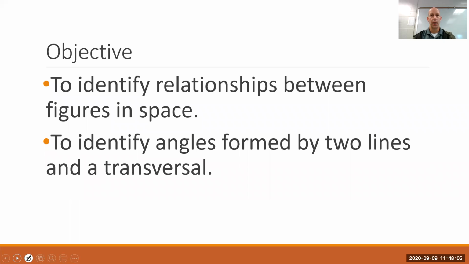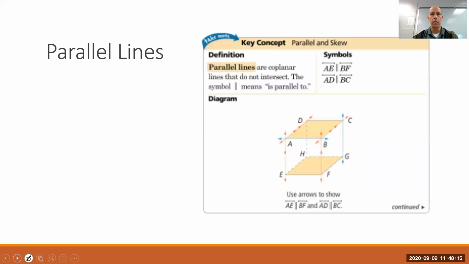Sorry about that. The objective here is to identify relationships between figures in space and to identify angles formed by two lines and a transversal. So our first definition is that of a parallel line, which we've already looked at. Parallel lines are two lines that are coplanar and do not intersect.